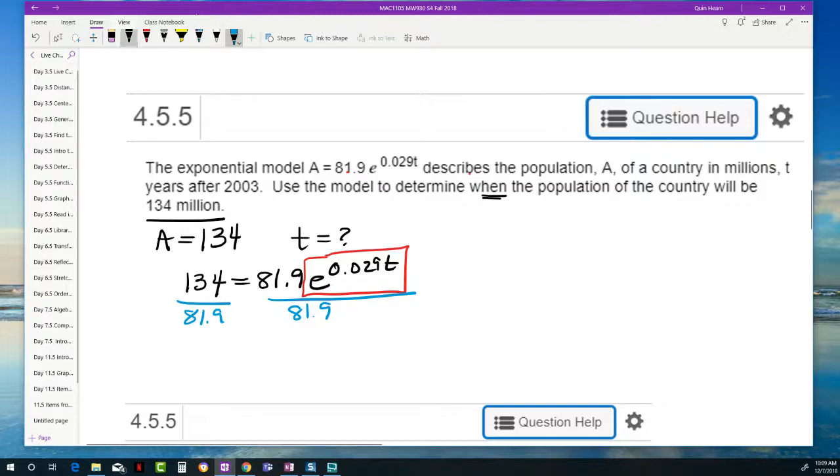I'm not going to put anything in my calculator until I have t completely by itself, though. All right, so we're going to have 134 over 81.9 equals e to the 0.029t. All right, now at home, answer this question to yourself. What do we have to do next?